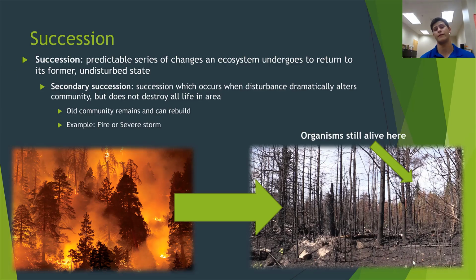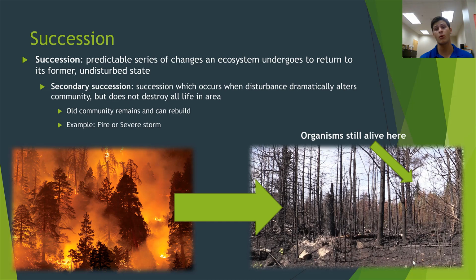Now, in our other example of succession known as secondary succession, this is where succession occurs when a disturbance dramatically alters the ecosystem but doesn't outright destroy all life in an area. This is the form of succession which is far more common. An example of a secondary succession would be something like a severe fire, where most of the organisms have burned off and died, but as you can see in the example, there are a few organisms from the previous community or the previous ecosystem which are still alive and can help reset that system back to the former ecosystem with which it was. Basically, the old community remains in some small capacity in order to rebuild and bring that system back to its original climax community.